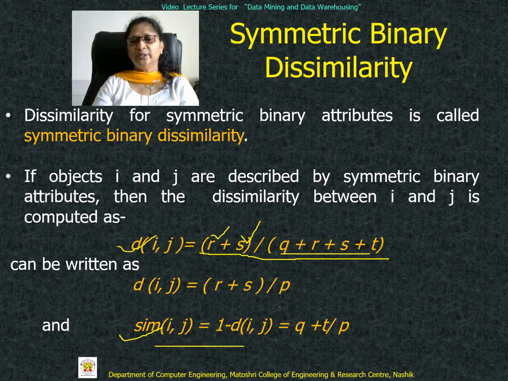We have learned this in video 1. What is the relation between similarity and dissimilarity? Similarity can be computed by subtracting dissimilarity from 1, or if we compute similarity in the other way, dissimilarity also can be computed, and it results in q plus t divided by p. If you look at the values q and t, recollect in the contingency table, q represents that both the values are 1, 1, and t represents that both the values are 0, 0.